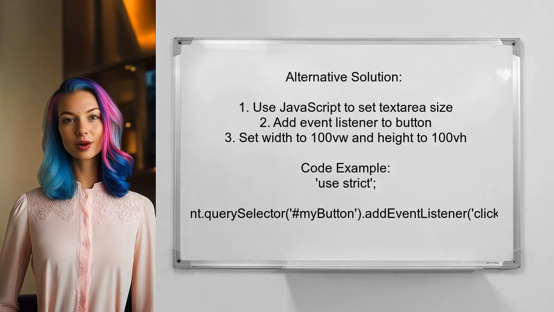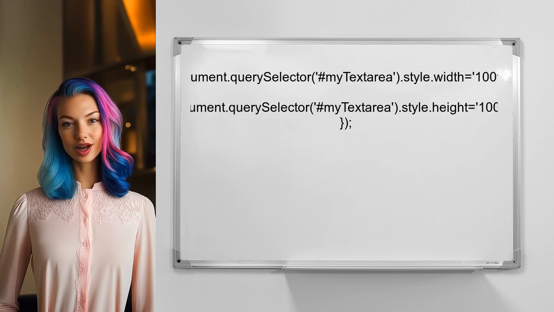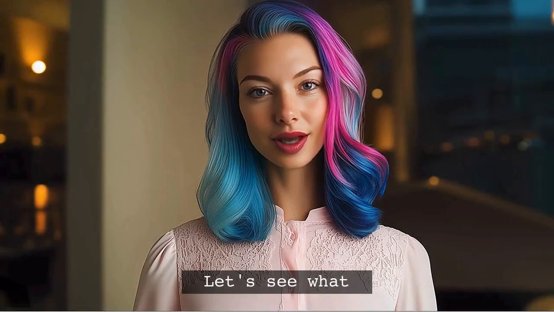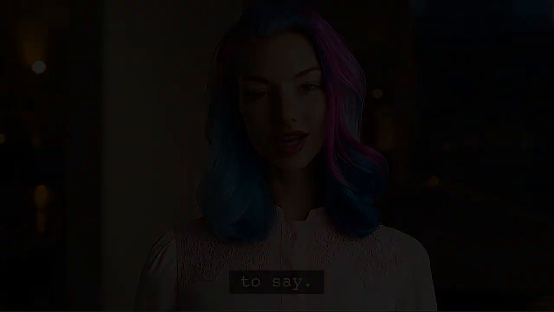An alternative solution provided by a user involves using JavaScript to make a text area full screen. They suggest adding an event listener to a button that sets the text area's width to 100% of the viewport width and its height to 100% of the viewport height. They also mention that you can use window.innerWidth and window.innerHeight as alternatives to achieve the same effect. That's all for that response. Let's see what someone else had to say.